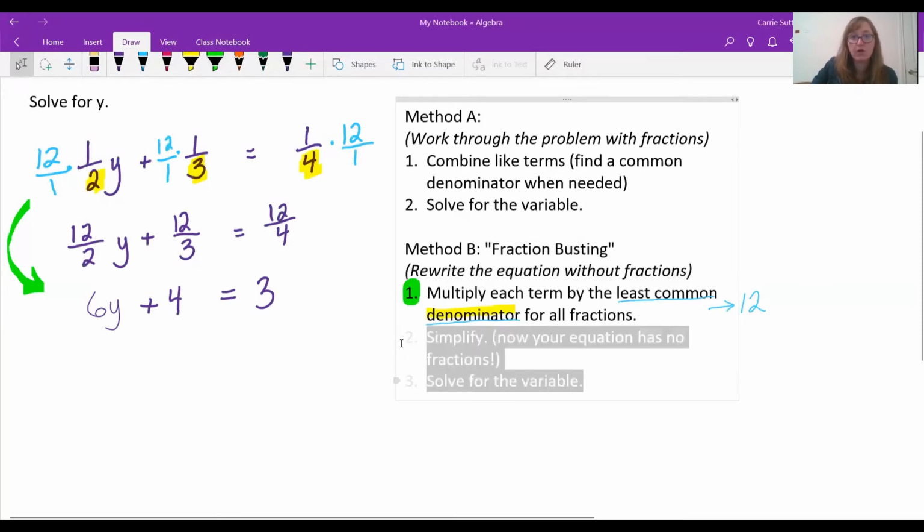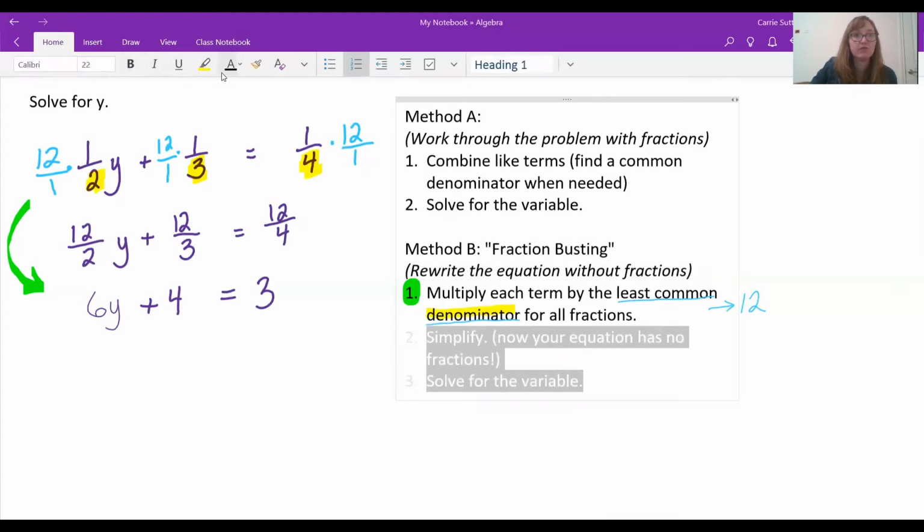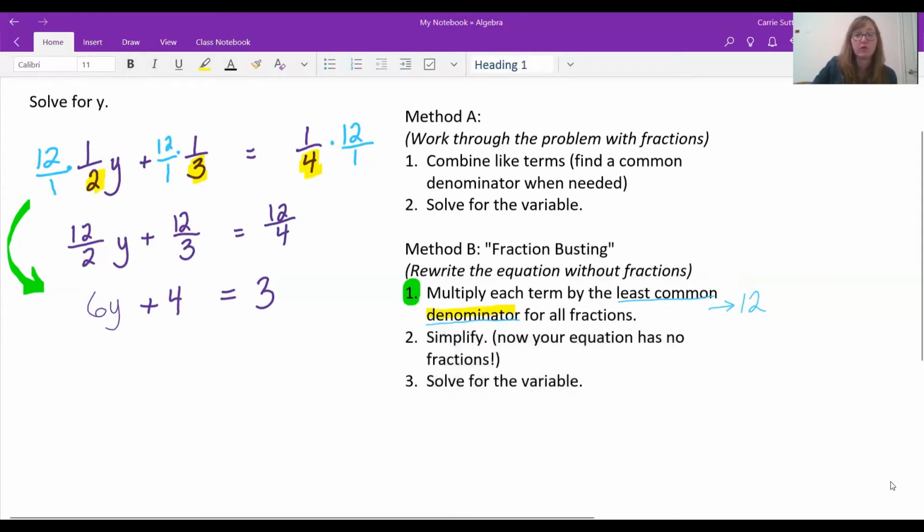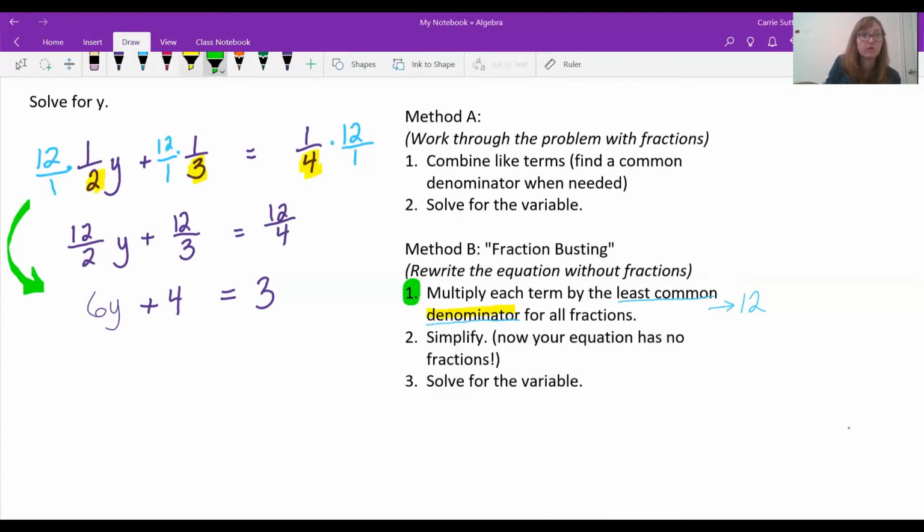From there, we already did the simplifying part, so our last step is to just go ahead and solve. Now we're just combining like terms. So we've got a 4 to subtract from both sides. And then I'm left with 6y on the left-hand side. And on the right-hand side, I have 3 minus 4, which is -1. And then the next part is just to go ahead and divide by 6.